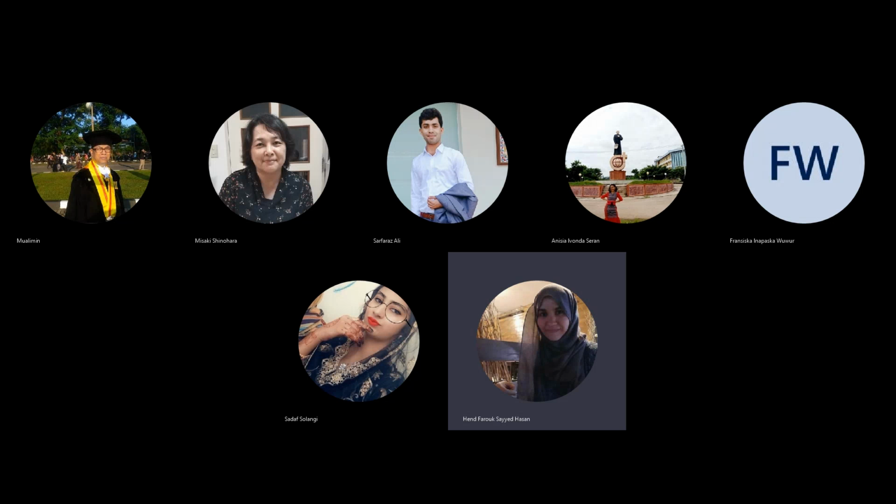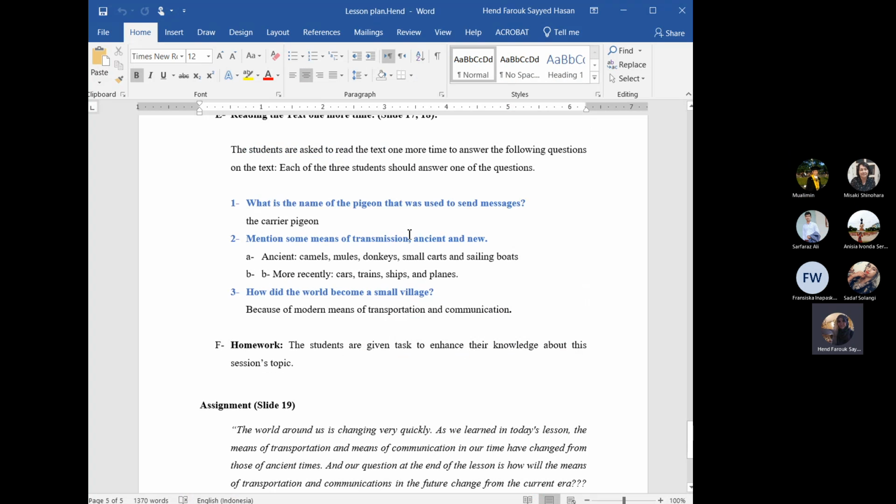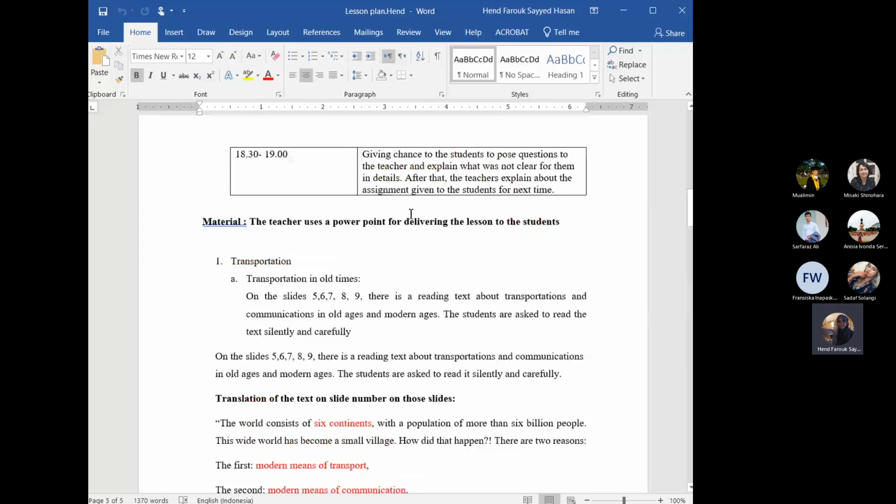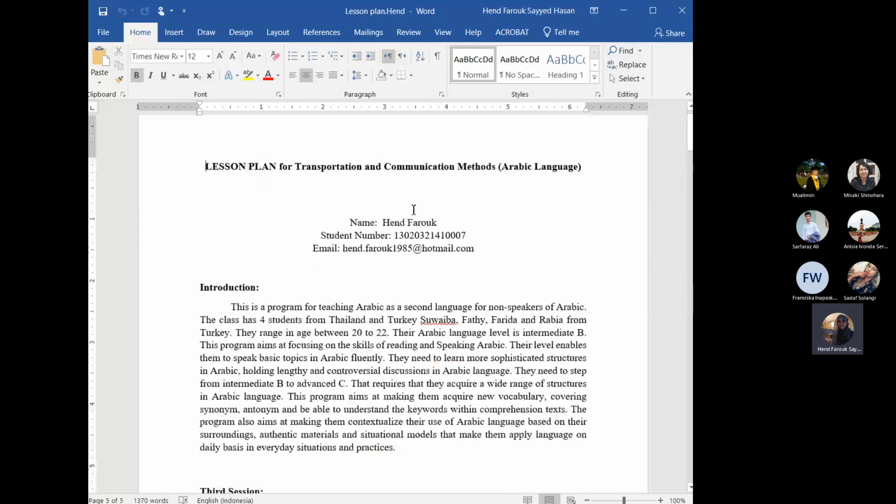Procedures of the session much better than Microsoft Word. So here is the lesson plan, the lesson plan for me.